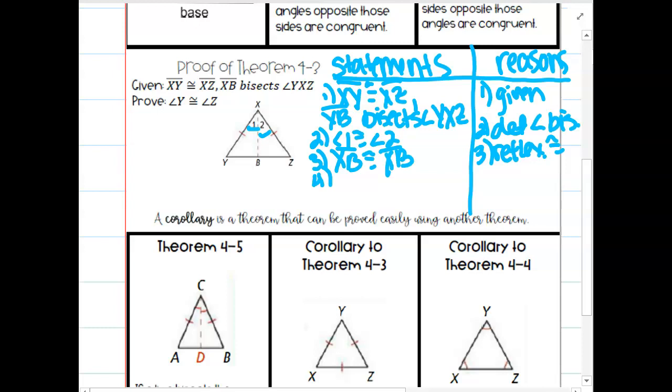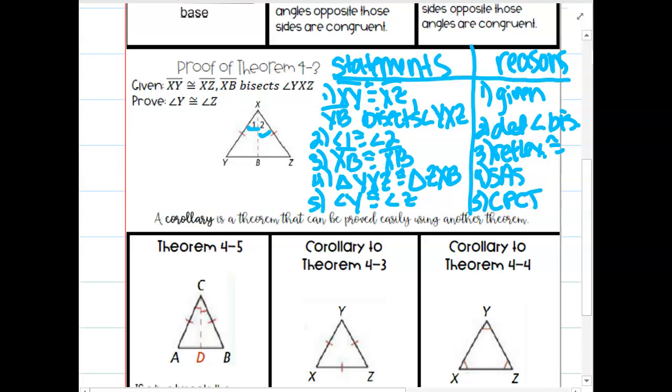I have a side, I have an angle, and I have a side. So I can say that yes, these triangles are congruent. So I can say that triangle YXZ is congruent to triangle ZXB because of side, angle, side. And guess what? If the triangles are congruent, all of their corresponding parts are congruent, which is what I'm trying to prove. I'm trying to prove that angle Y is congruent to angle Z. And I know they're congruent because CPCTC.